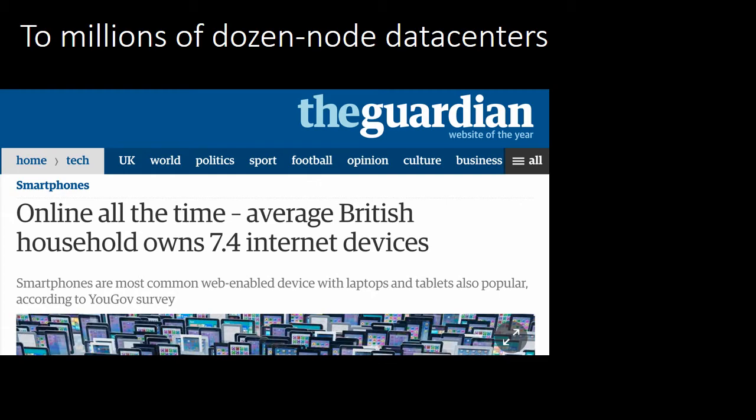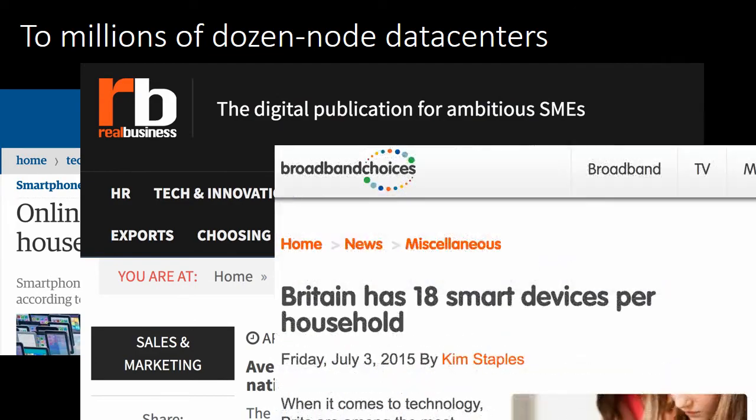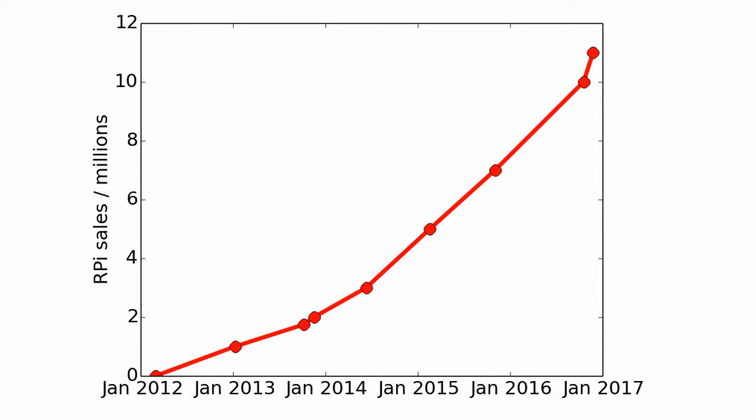Yes, the average British household has 7.4 devices that you could cluster into a data center, or maybe 8.3 or maybe 18, depending on which blog you read. But there are lots of devices out there that you could cluster together. We, at these different universities, have been playing with Raspberry Pis probably since 2012 when they came out.